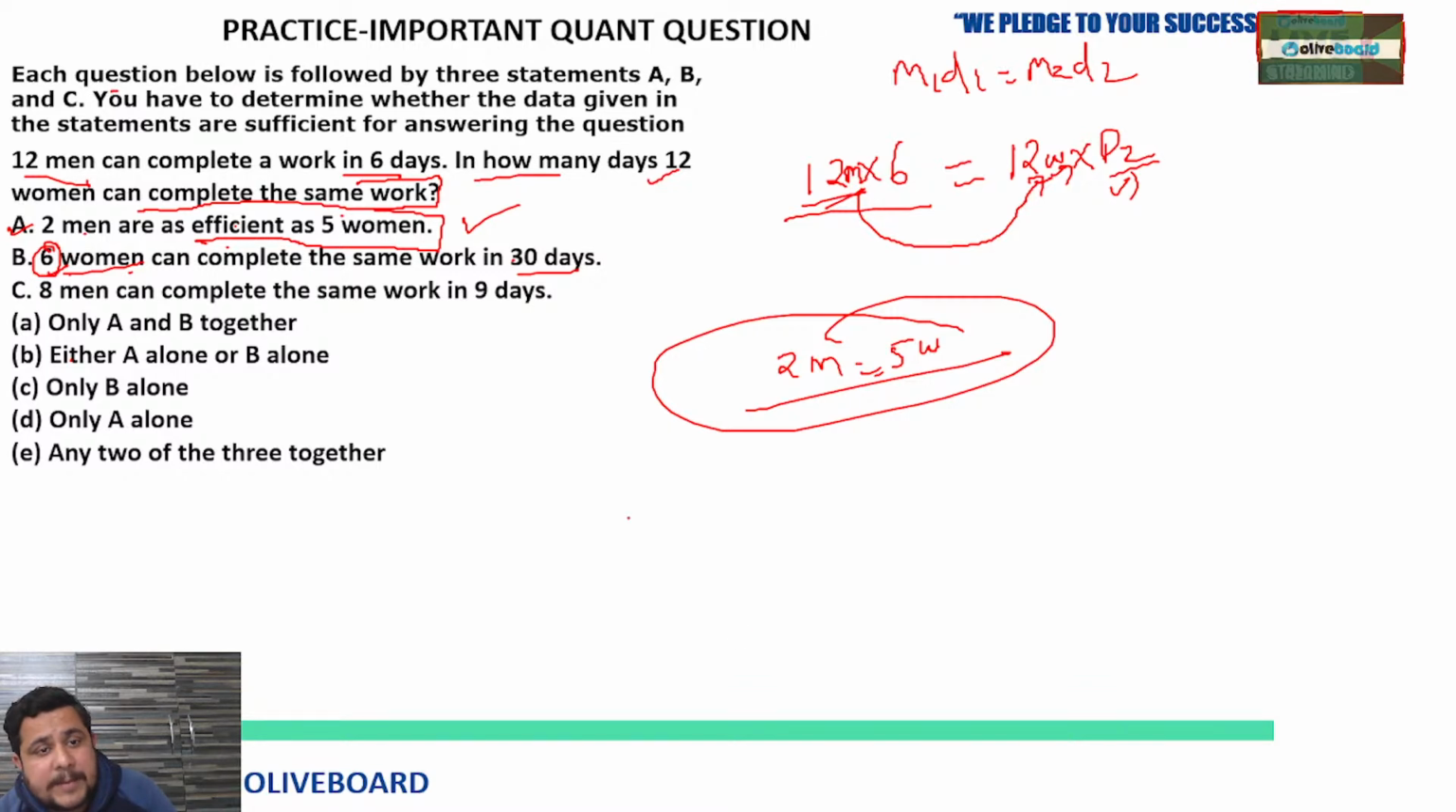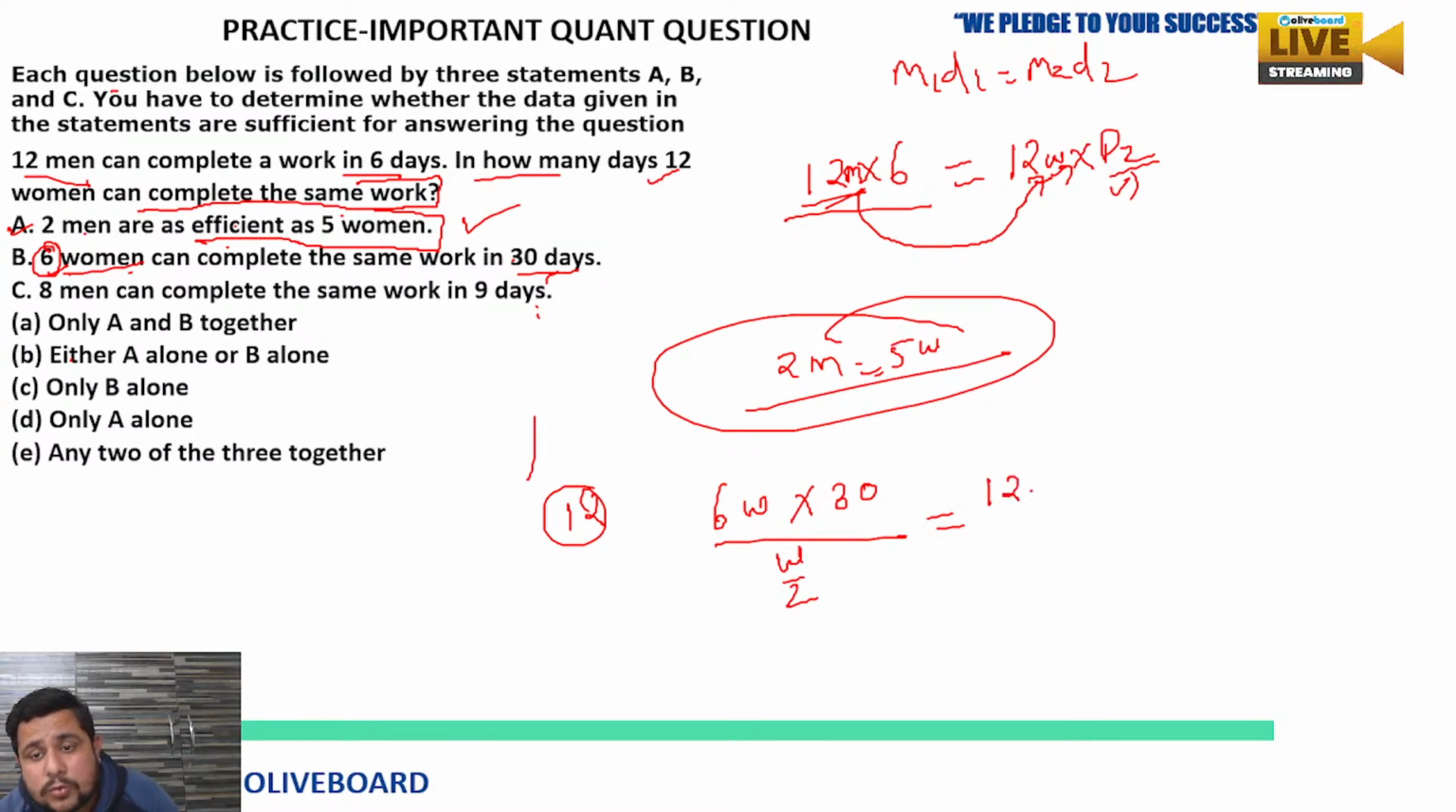We know six women are completing the task in 30 days. So if 12 women will be there, see, six women are completing the task in 30 days, but not the total task. So we have to take what? W upon 2, half of the work, equal to how many women? 12 women will complete the same task in how many days? That is what they are asking. So 12 women will complete the same work. That is what they are expecting from us.